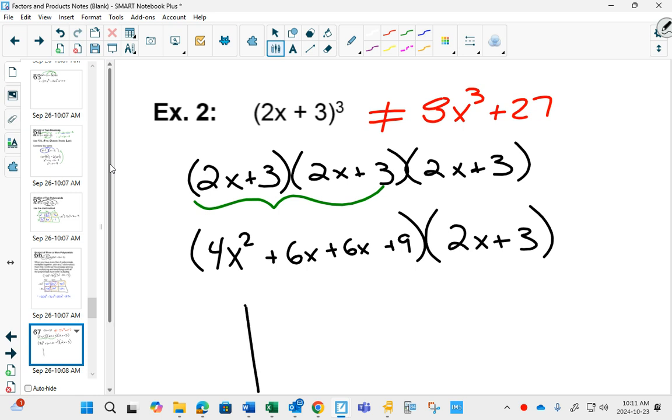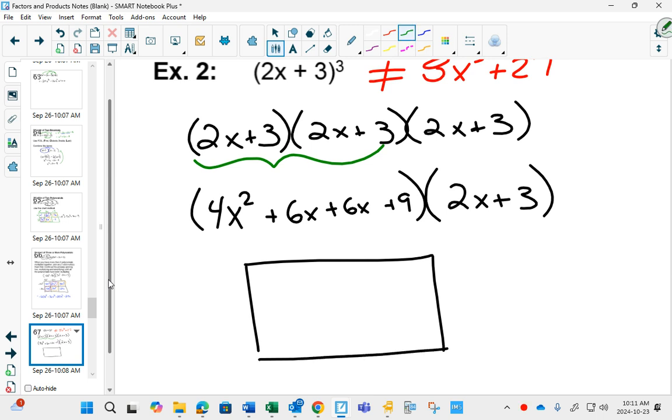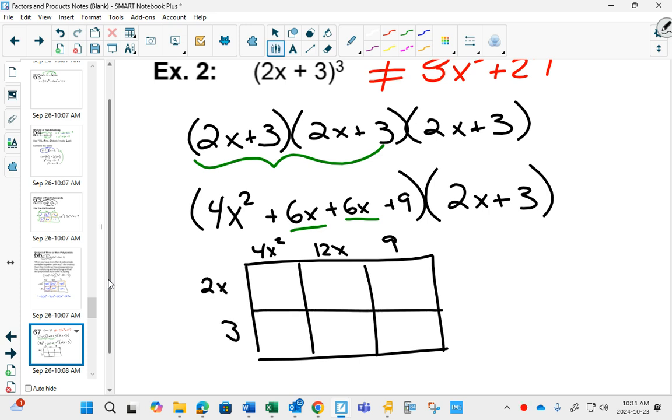And here I would probably go to my chart method. You see that those are like terms. So this first one is going to be a 4x squared. I'm going to put those like terms together as a 12x and a 9. Get 2x plus 3, and then just figure out each of the areas inside the box.